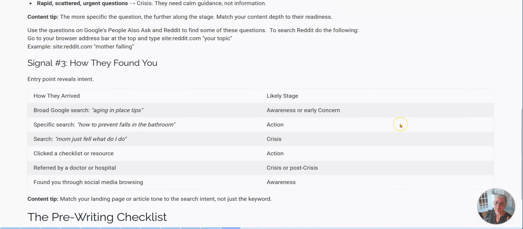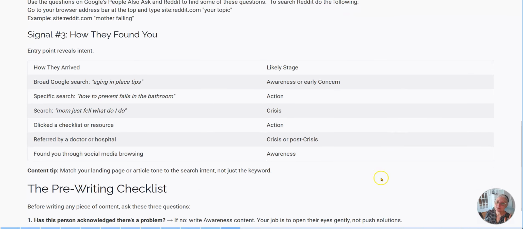All right. Signal number 3, you want to look at how they found you. Did they go on Google, and what did they type in to look for you, if they can even remember? If you have analytics on your website, or Pinterest or whatever, and it can show you the phrases that they typed in, then you can get that. Often, they don't do that anymore as much as they used to, which is unfortunate. But there may be some programs out there that I'm not aware of that do that.